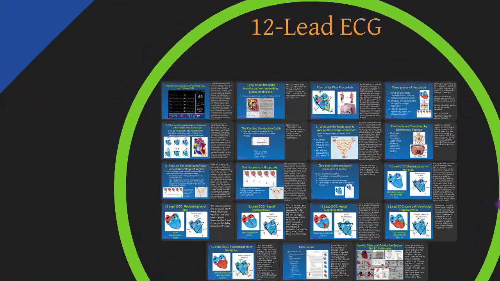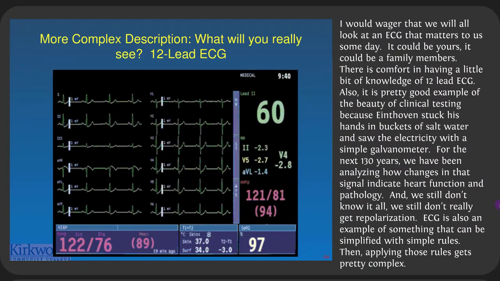To do 12-lead, and I would wager that we're all going to look at an EKG that matters to us someday. Could be yours, it could be a family member's, could be husband, spouse, whatever. There's comfort in having a little bit of knowledge of 12-lead EKG. Also, it's a pretty good example of the beauty of clinical testing because Einthoven stuck his hands in buckets of salt water, saw the electricity with a galvanometer. So for the next 130 years, we've been analyzing how changes in that signal indicate heart function and pathology. And we still don't know it all.